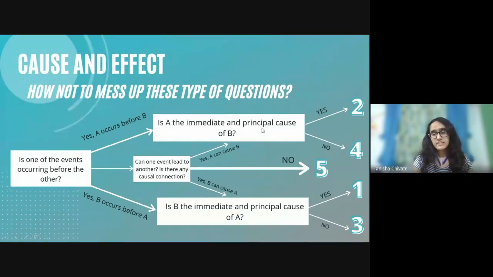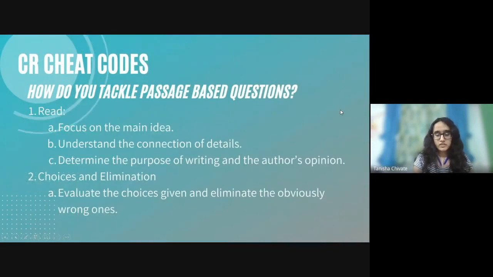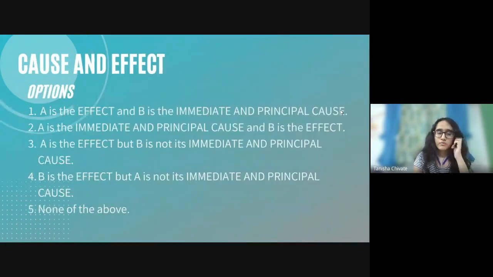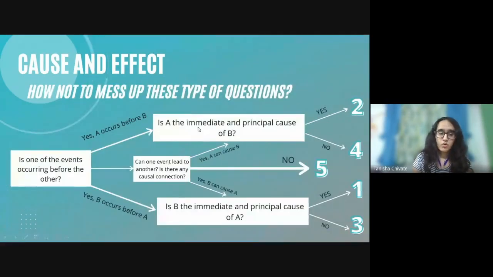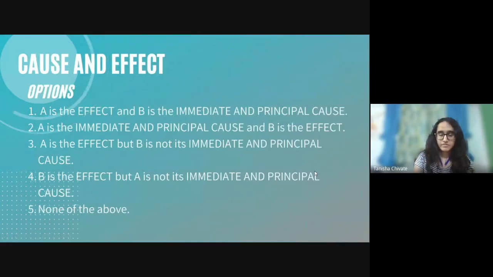If the answer is yes, then you go to option 2 or option 1, which is basically stating either of A or B as the immediate and principal cause and the other as the effect. If the answer is no, where you do not know if one of the events is definitely occurring before the other, if there's no connection, it's 5. None of the above.